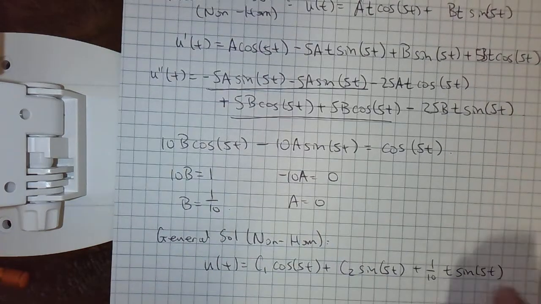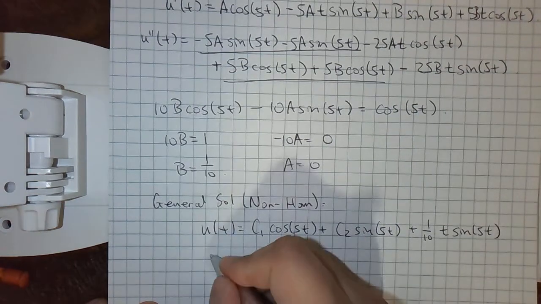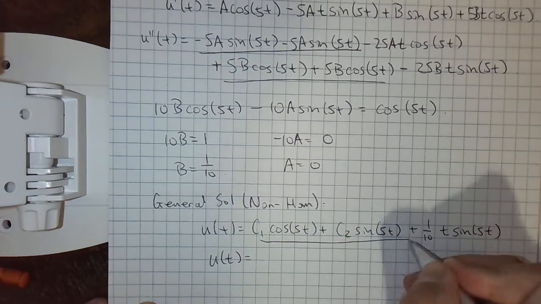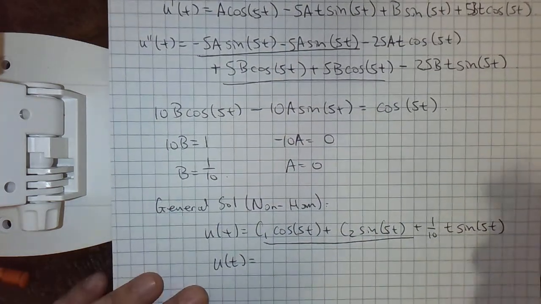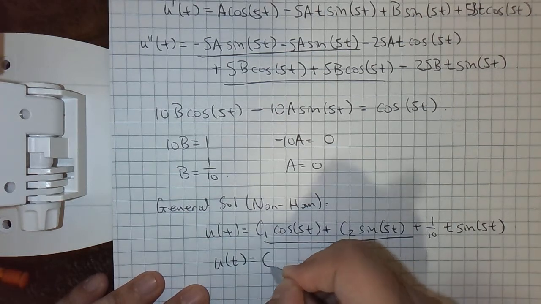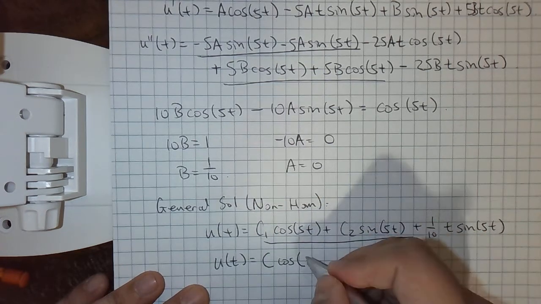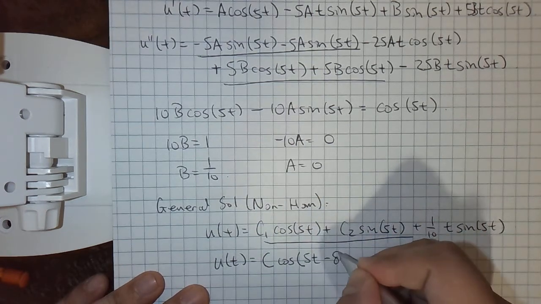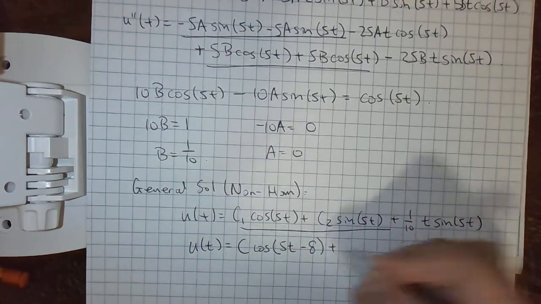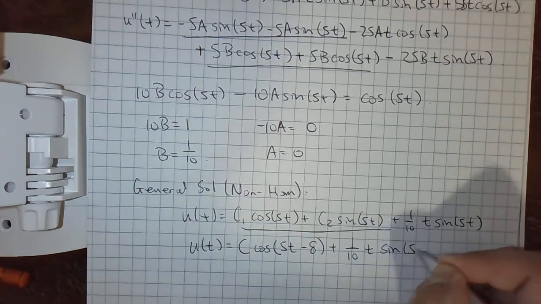Okay, so they're all 5t's. This one has a t in front of it. And remember before, a few days ago, maybe a week ago, we used our product sum formulas in a different way, and we were able to write this as a single sine or cosine. We chose to do cosine, because that's what WebAssign in the textbook does. This is cosine 5t minus some angle delta. And then this part is still 1/10 t sine 5t.